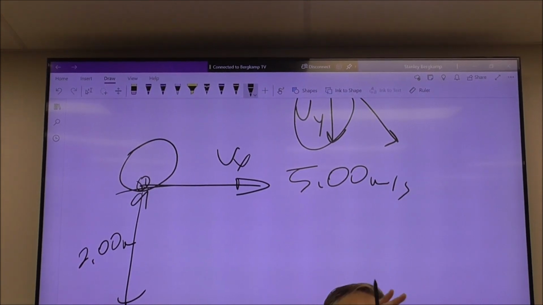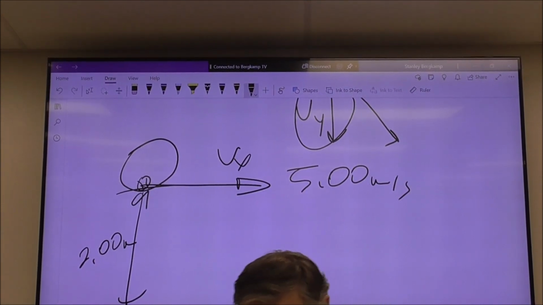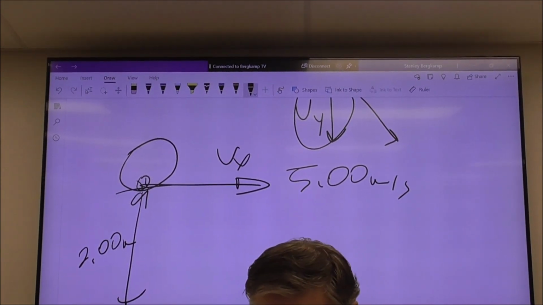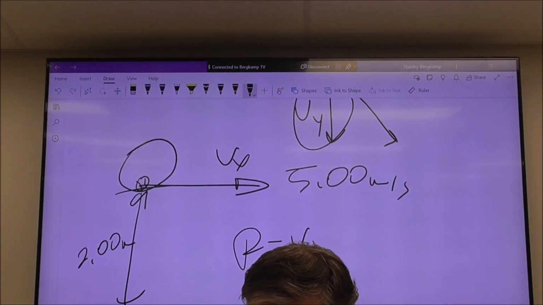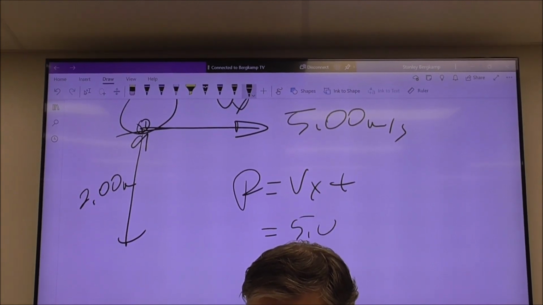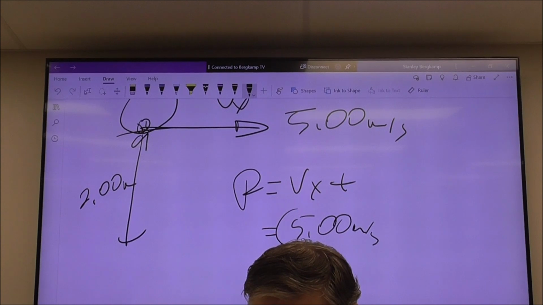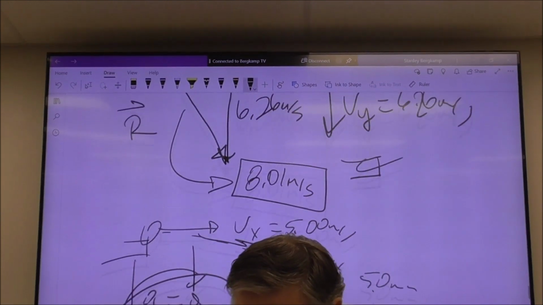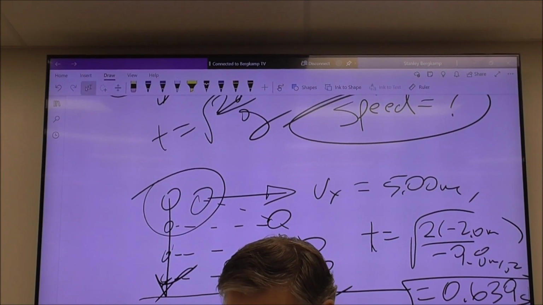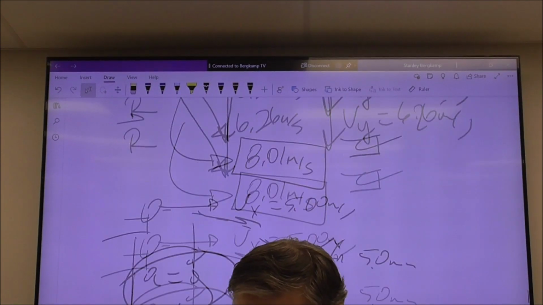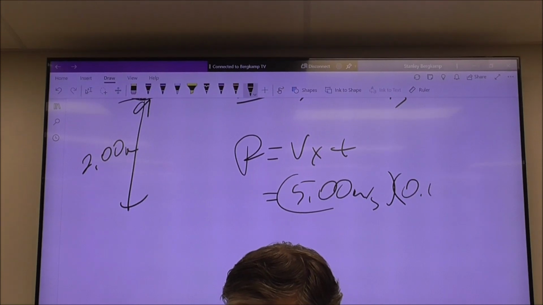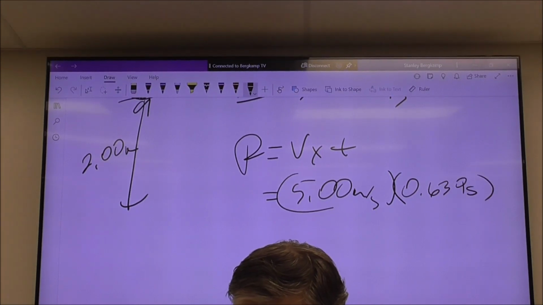Now, there's only one calculation we have left to do. And that's we need to figure out how far they're going to go. So, range equals Vx times time. So for both of those, that's going to be 5 meters per second. And our time, what was our time? 0.639. So Izzy, do us a favor. Take 5 meters per second times 0.639 seconds.